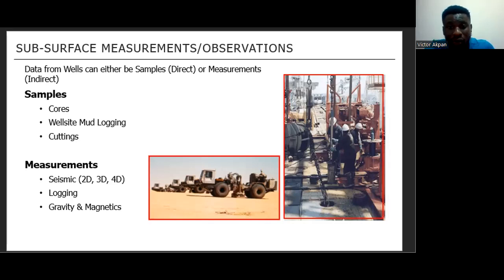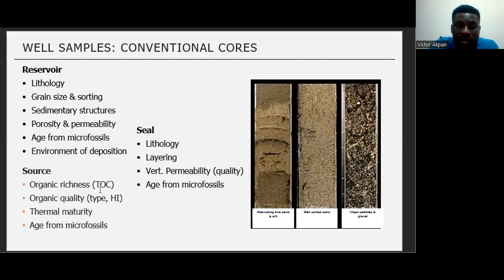our ditch cuttings. And then for indirect measurements, talk about our seismic 2D, 3D, 4D, logging, talk about gravity, magnetics, and so on. In fact, under our logging, we can also get vertical seismic profile, VSP, which is very useful for seismologists, as it were. So let's talk about these samples or these different subsurface measurements that we can derive.